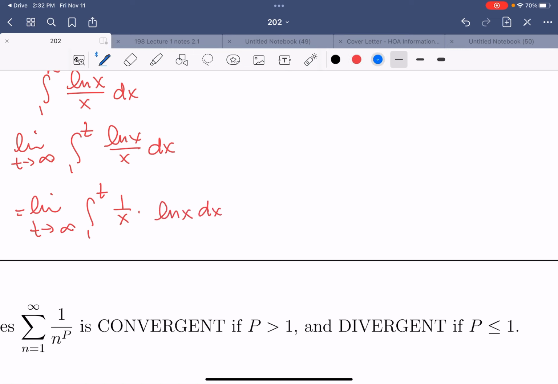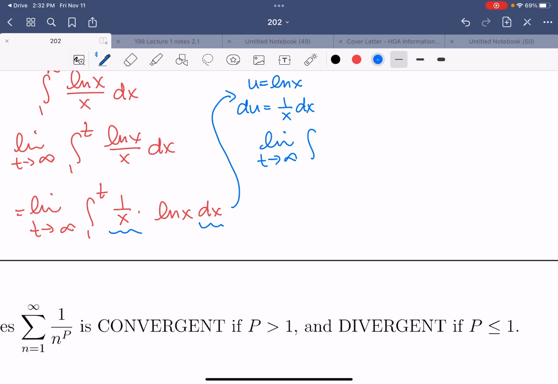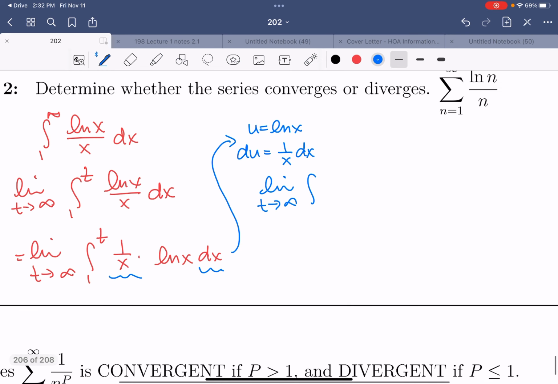And I think what I'm going to do here is make a u substitution. So I'm going to let u equal the natural log of x. Then du is 1 over x dx. And so 1 over x dx is my du. So this becomes the limit as t goes to infinity of, now, if I'm going to make this substitution, I want to switch my boundaries. So if I plug in 1 for x, then the natural log of 1 is 0. So my u will start at 0. And the upper bound, if I plug in t for x, that's the natural log of t.